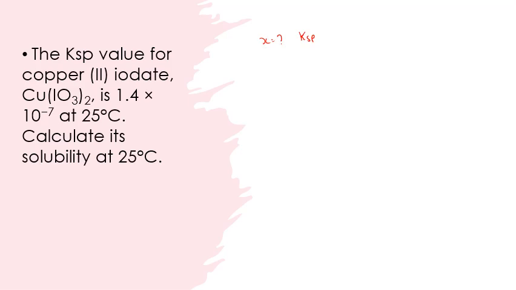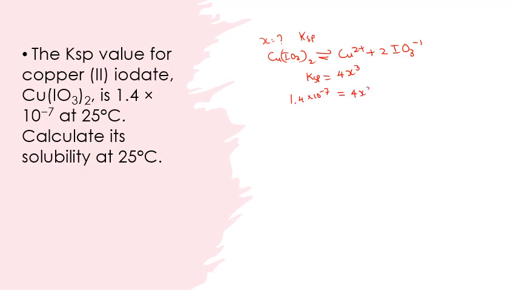So first you should know how many ions it's going to form. So we can write the equation, and let us write the ions here. We have copper 2+ ions, and we will have 2 IO3 negative 1. Okay, so we have 3 ions here. So 3 ions means we will have 4x cubed. Ksp equals 4x cubed.